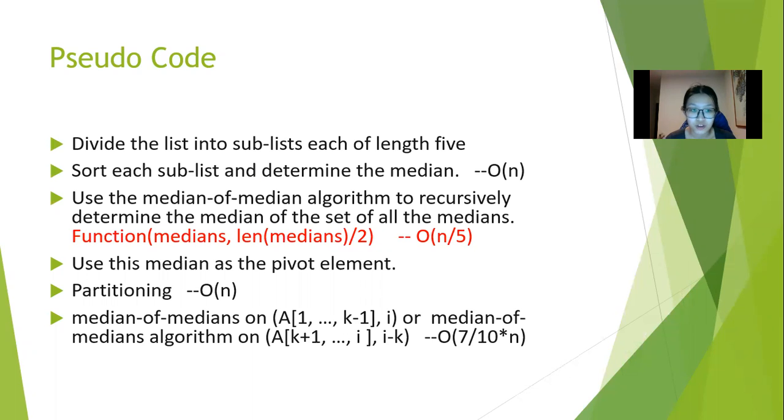And in the last step, we perform the median of medians algorithm again, but depending on the position of the pivot we found and the i, which is the i-th element we're trying to look for in the array, we perform it on either the left side of the pivot or the right side of the pivot. But from the way we select the pivot, the fake median, we know that there can't be more than 70% of the elements of the array on one side of the pivot. So the last step is going to be T(7n/10).